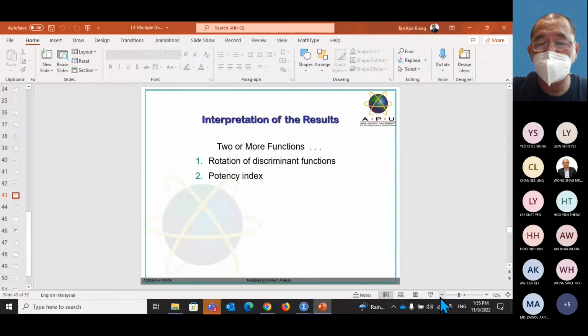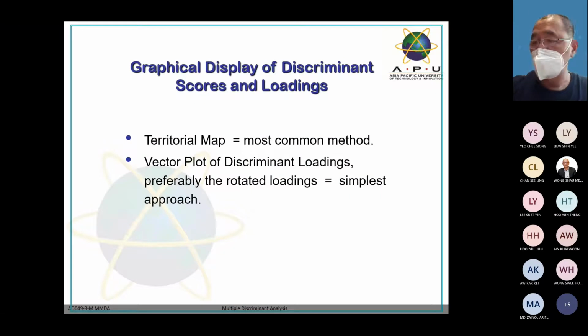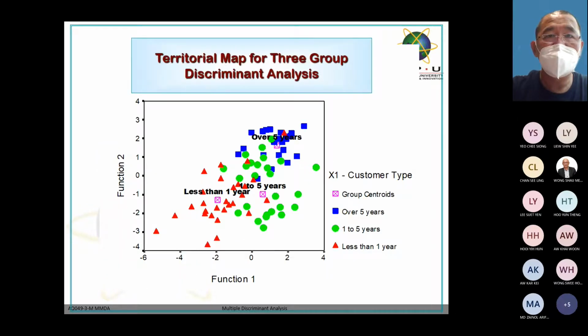For the potency index, the map also discussed already. Territorial map. Okay, no problem.